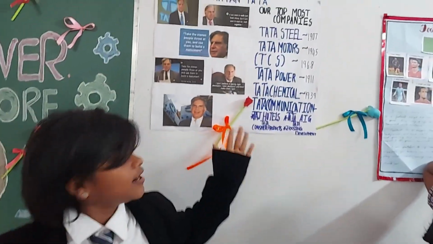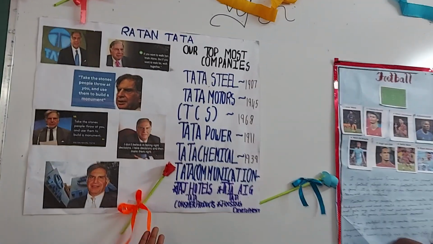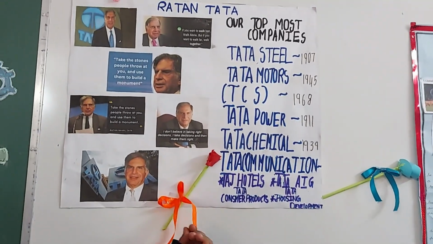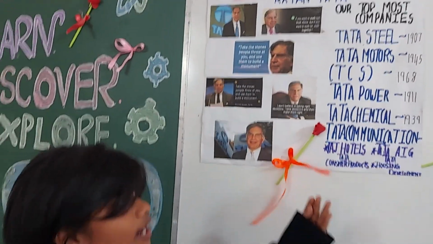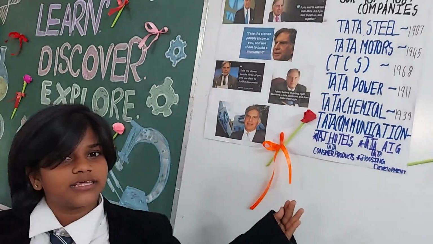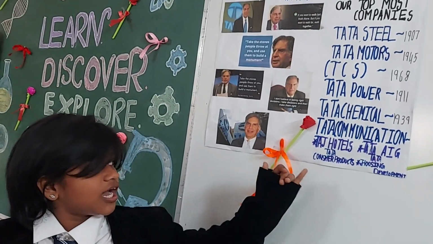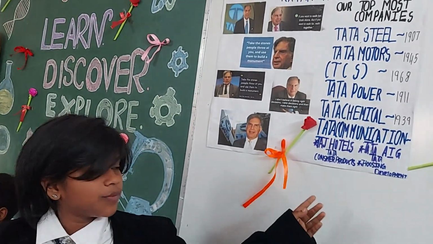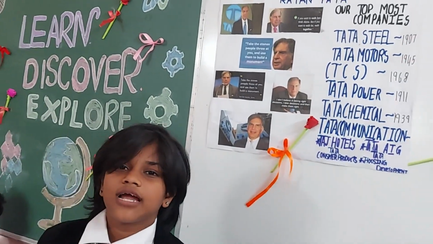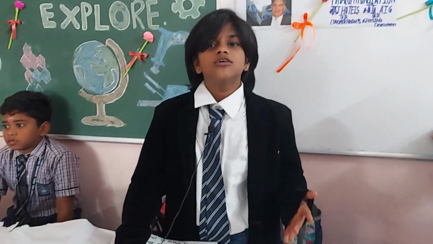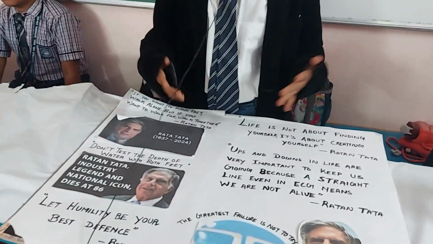The top companies are Tata Steel 1907, Tata Motors 1945, TCS 1968, Tata Power 1911, Tata Chemicals 1939, Tata Communications, Taj Hotels, Tata AIG, Tata Consumer Products, Tata Housing Development. I conclude my life by teaching you that success is not measured by wealth alone, but the impact you have on the lives of others. So try to dream big, work hard and always stay grounded.